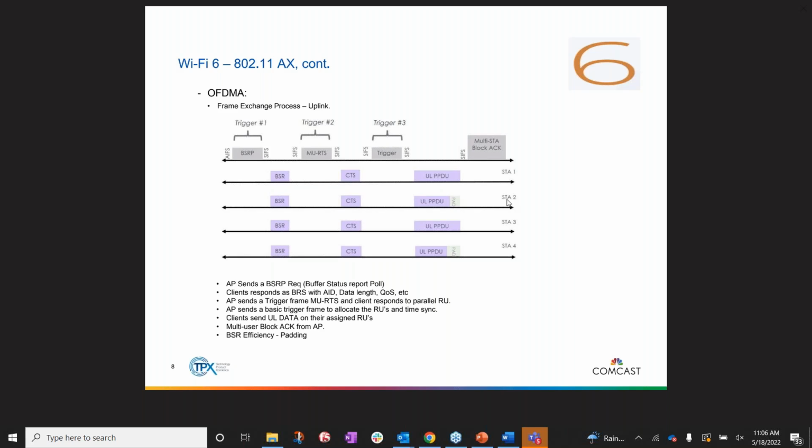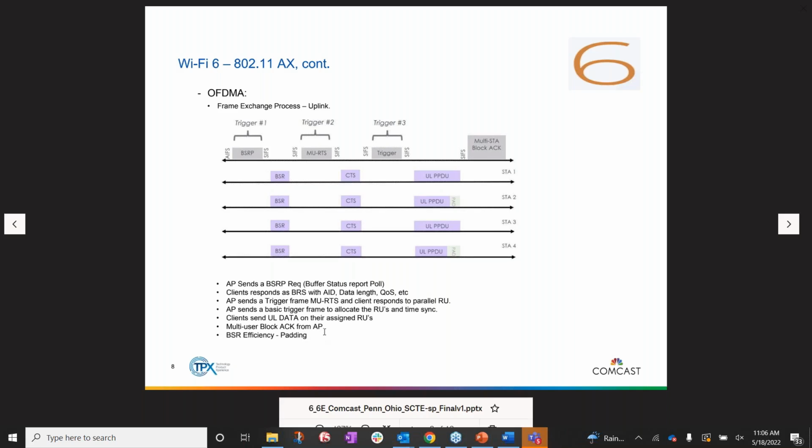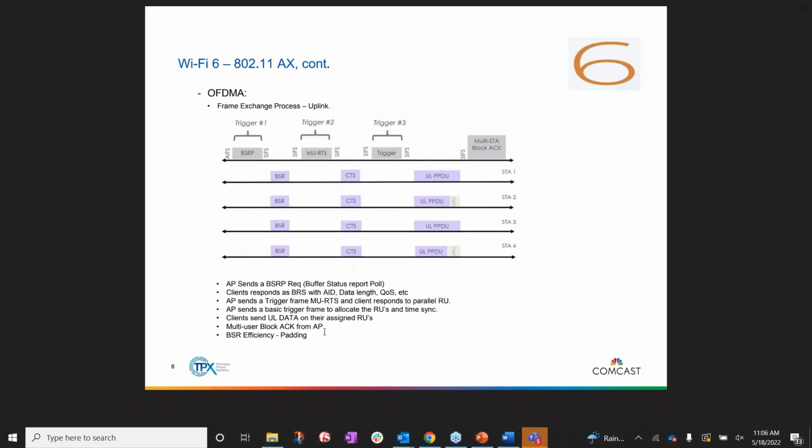After that, it will wait for SIFS interval and the access point sends a multi-station block ack for all the stations. At the same time, it need not necessarily be multi-station. The AP can send a block ack for an individual station also, depending on the condition of the station response. So this is another textual walkthrough I just mentioned here: what the AP does in terms of the BSRP request and the client response back, what the trigger frame consists of, and how the BSR efficiency is impacted in terms of padding.